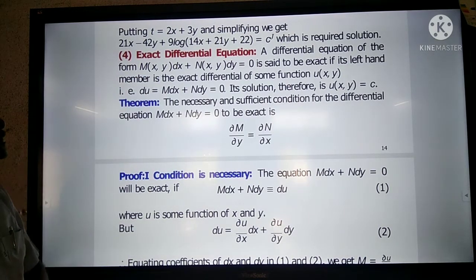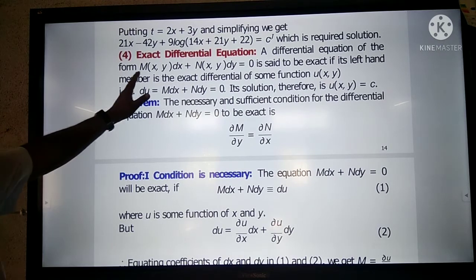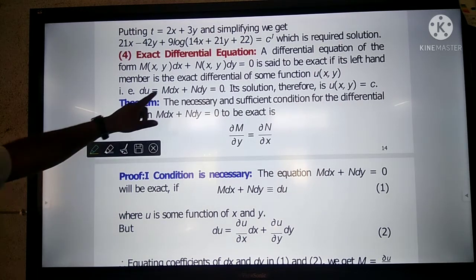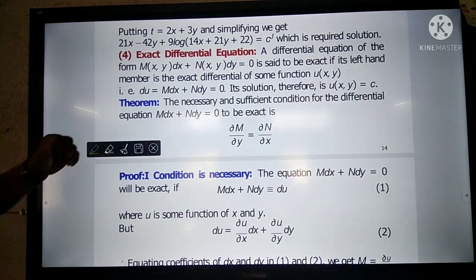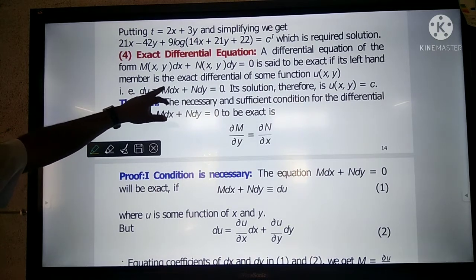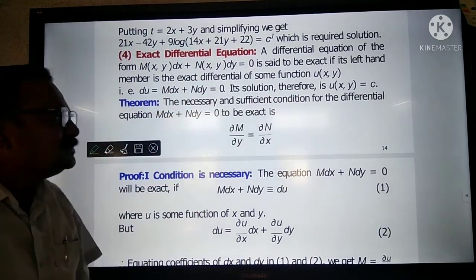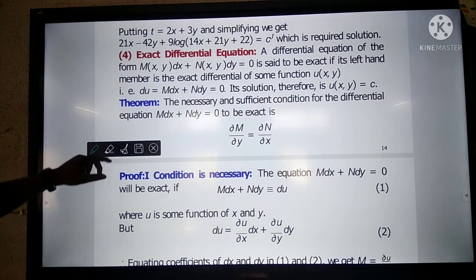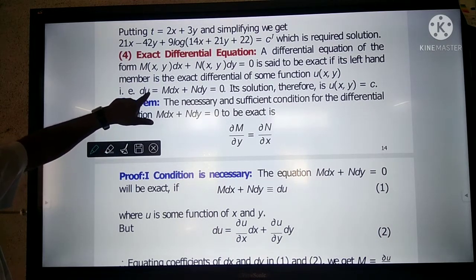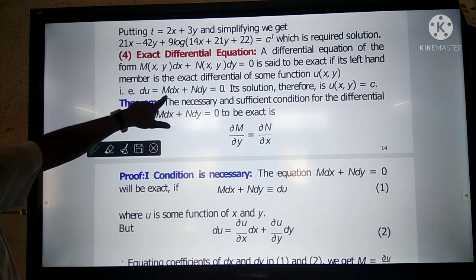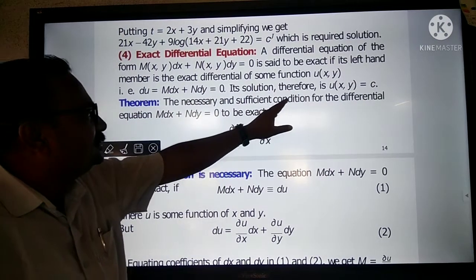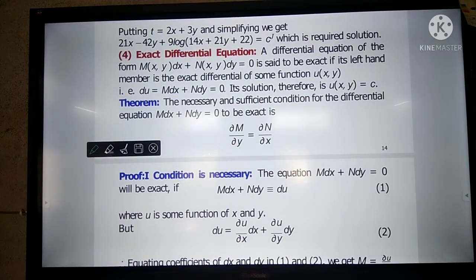When we say the equation is exact: a differential equation of the form M dx plus N dy equals 0 is said to be exact if its left hand member is the exact differential of some function u of x, y. That is, du stands for M dx plus N dy equals 0. Its solution therefore is u of x, y equals 0.